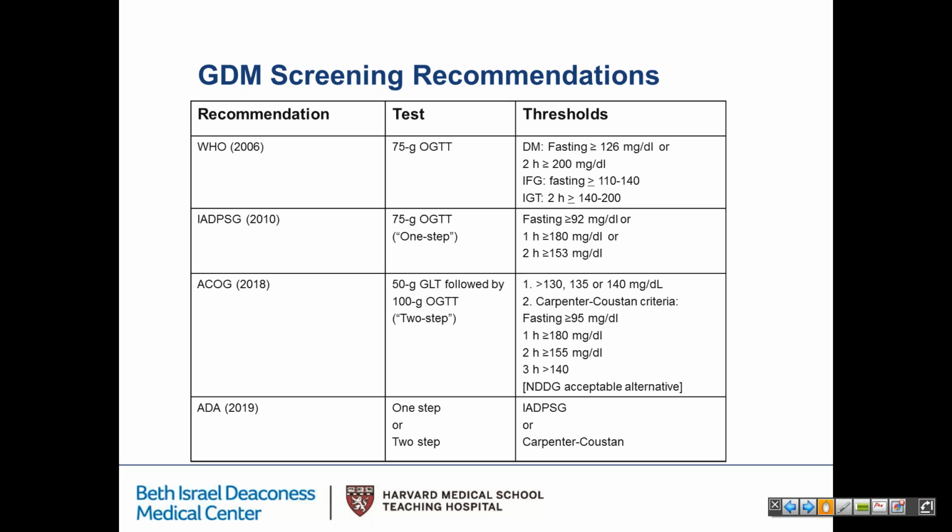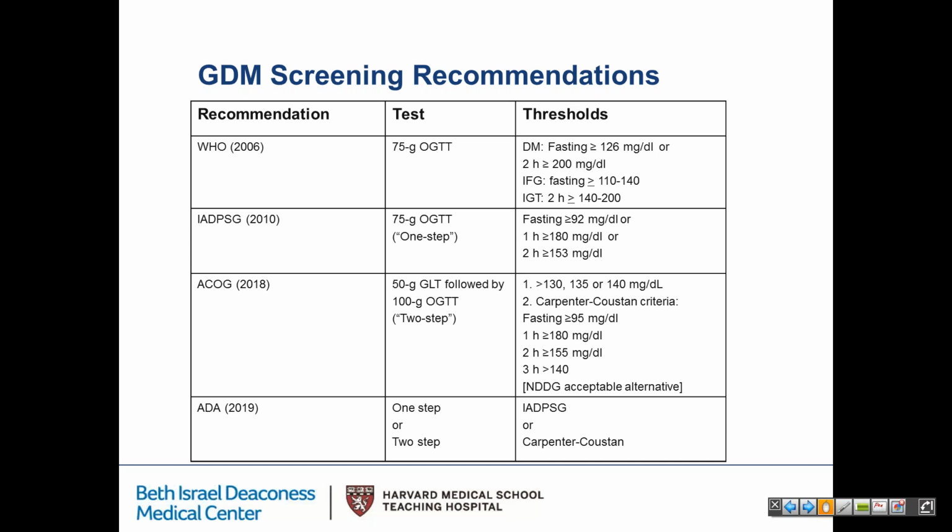The International Association of Diabetes and Pregnancy Study Groups, or the IADPSG, published guidelines in 2010, which represented a major update, and we'll talk a little bit about that history in a second. Also using a 75-gram oral glucose tolerance test, with these thresholds in the table next to it, you can see a fasting of greater than 92, a 1-hour value of greater than 180, or a 2-hour value of greater than 153.